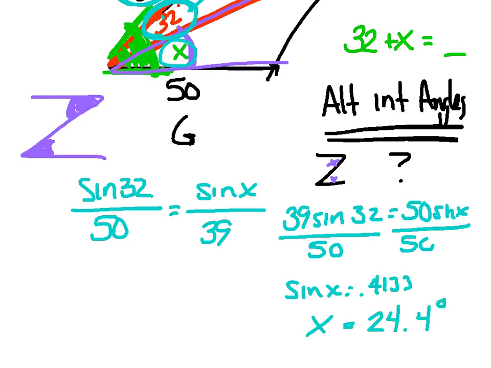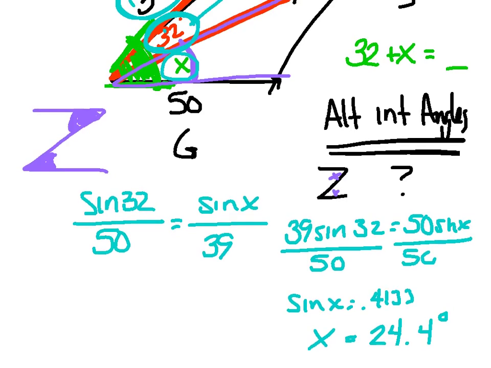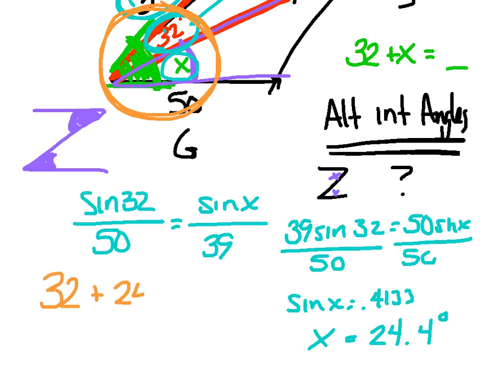So I just need to make sure I answer the question now. To get this whole angle that it wanted here, and again it wanted this whole angle between those two, I'm just going to say 32 plus 24.4 equals 56.4 degrees.